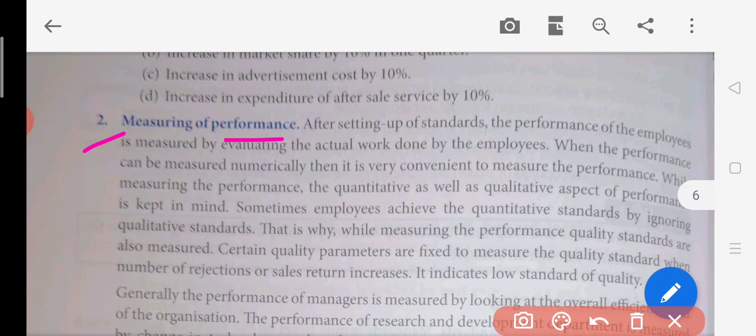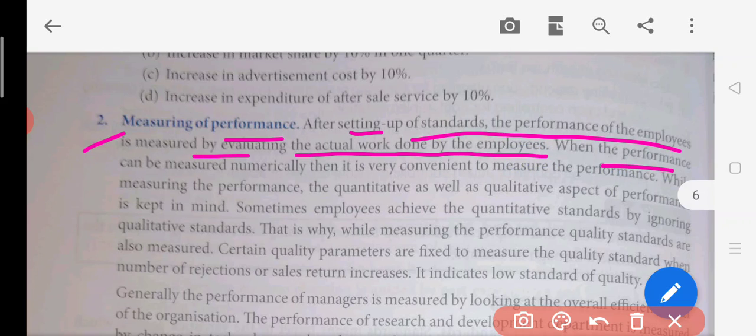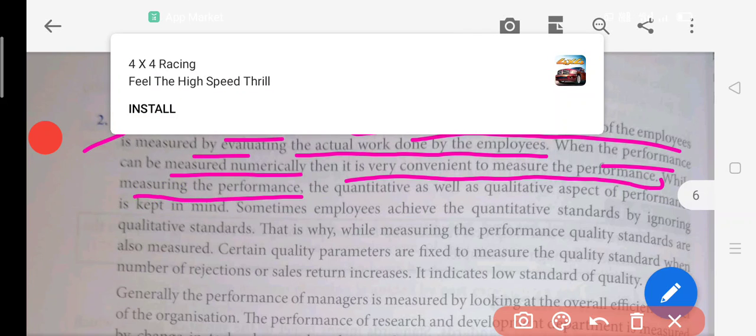Thus, the second step in this controlling process is measuring of the performance. So whatever the work you are doing, it will be measured. So after setting up the standard, the performance of the employee is measured by evaluating the actual work done by the employees. So when the performance can be measured numerically, then it is very convenient to measure the performance. Now whatever the work is done by the employee, it will be recorded in the form of numbers numerically, and then it will be measured against the standards.